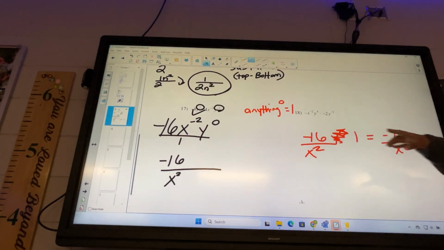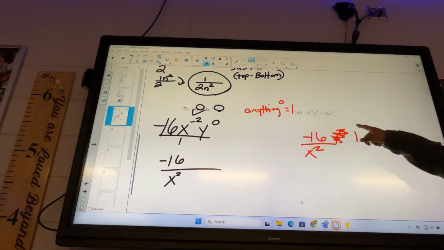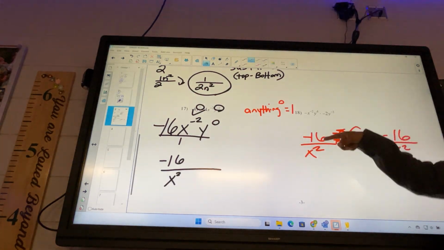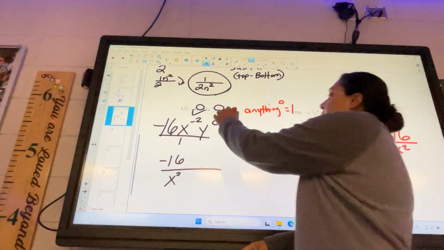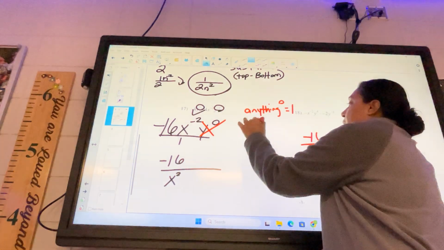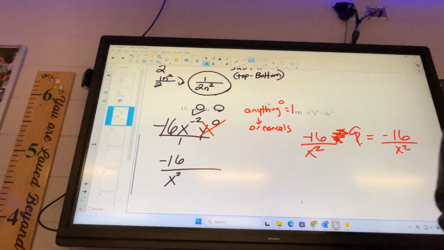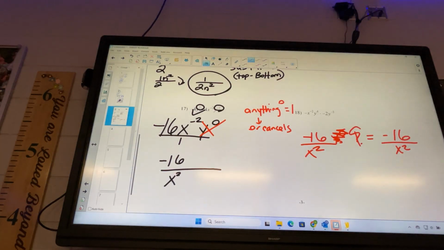So what actually happened to it? It just disappeared, okay? The y to the 0 turned to a 1, and then we multiplied it, and then it just disappeared. So essentially, it just cancels, okay? So, it cancels. We got 2 left.